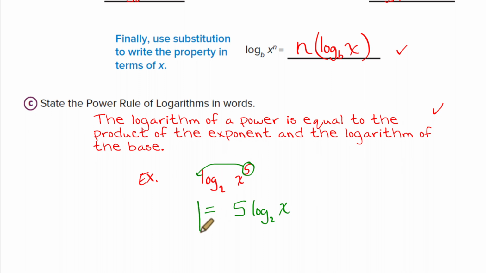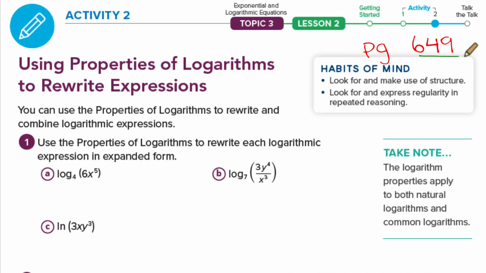So we are now going to use all of our properties to simplify, expand, and condense. On page 649, they want us to use the properties of logarithms to rewrite each logarithmic expression in expanded form. In your head, you just have to remember expanded means make it bigger and spread it out, which means you're going to go from multiplying into adding. You're going to have one log into many.